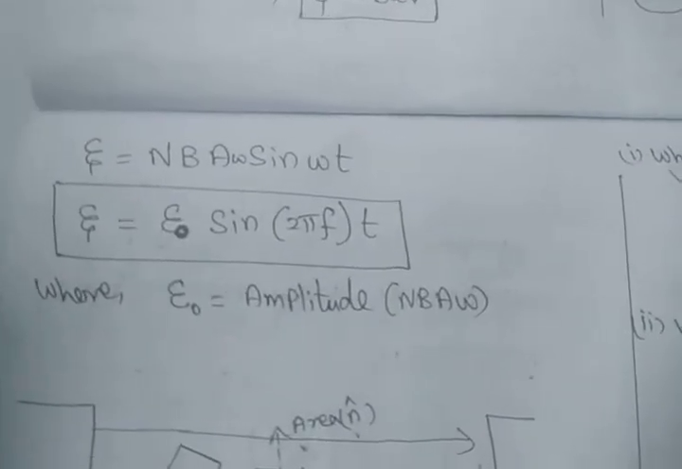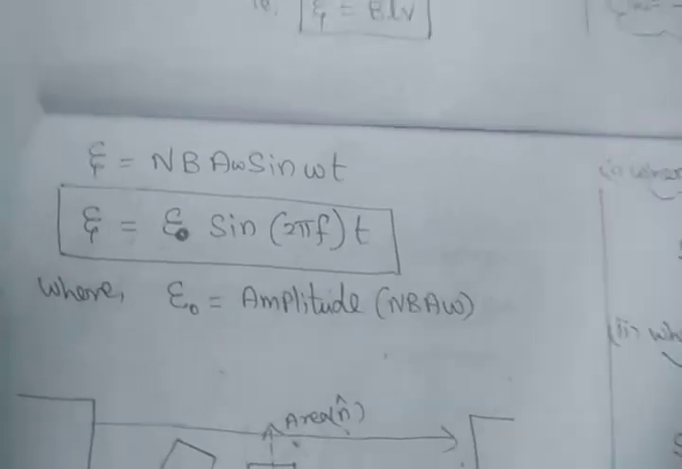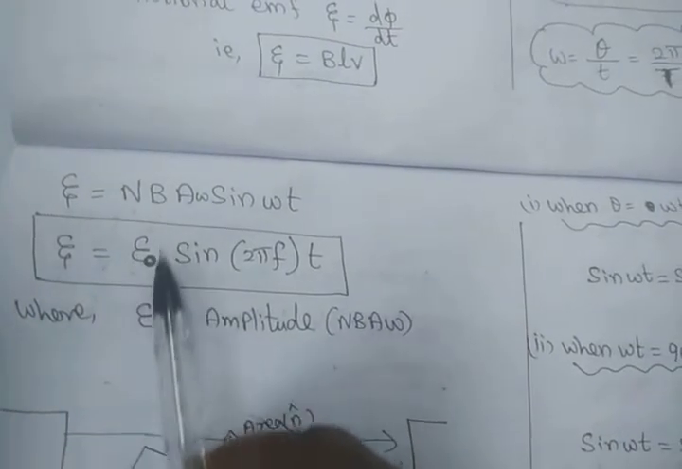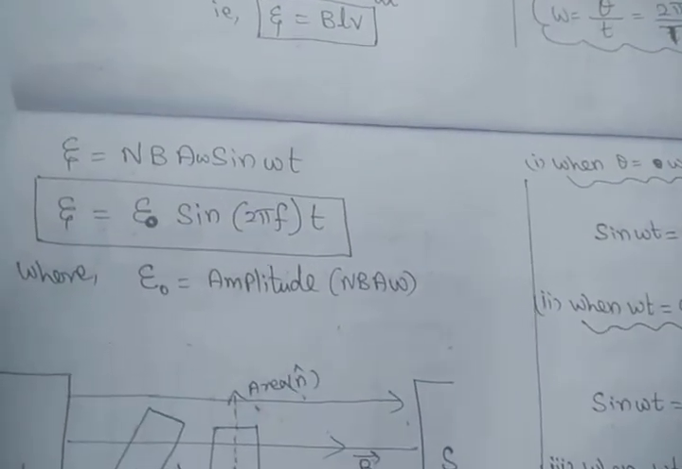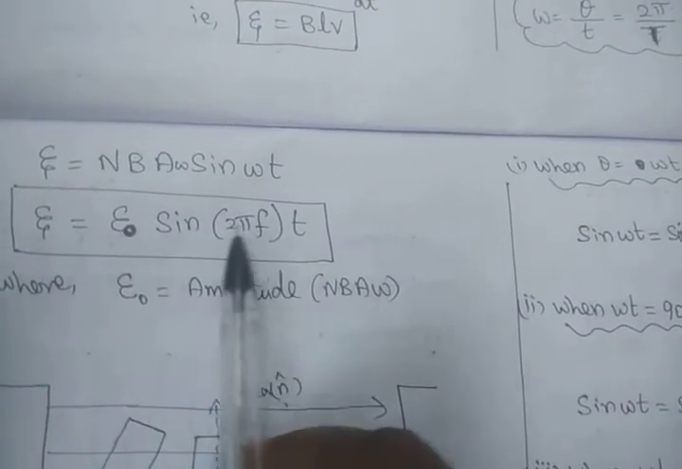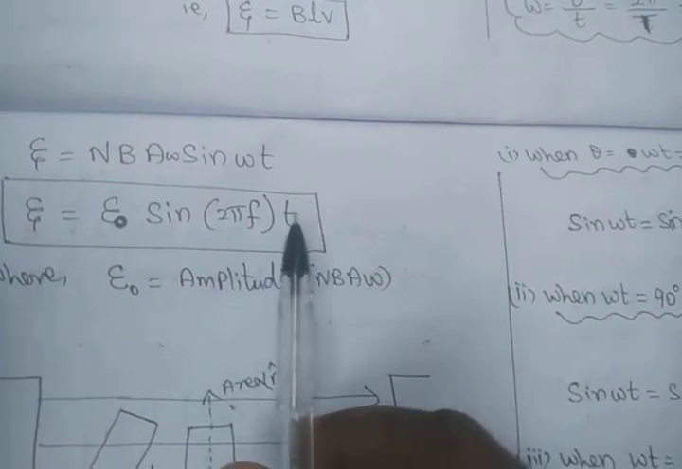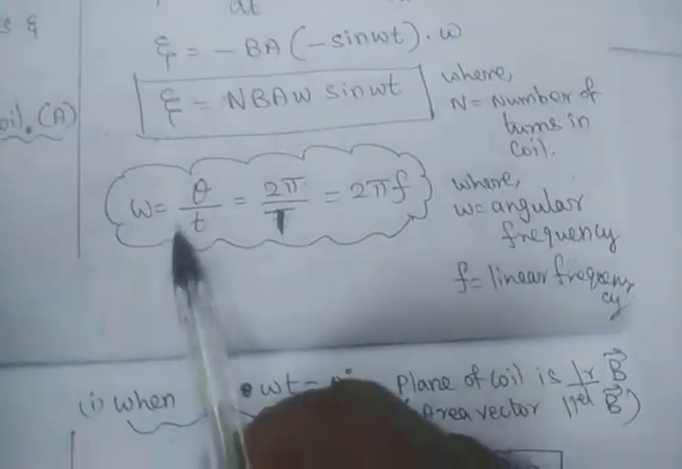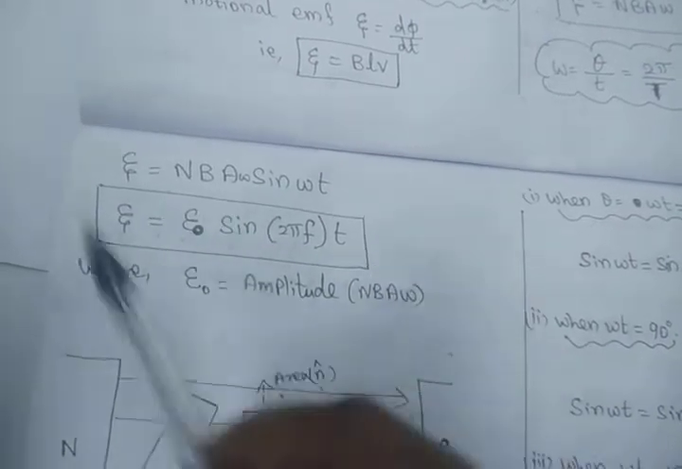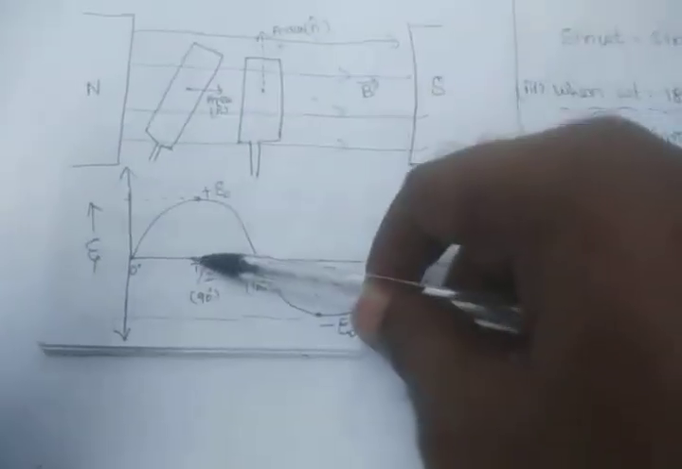Let us see that E is equal to NBA omega sin omega t. This NBA omega can be assumed as E naught. So the equation is E equals E naught sin omega t, which is sin 2 pi f t, since we already saw that omega is equal to 2 pi f. This equation represents the induced EMF due to the change in orientation. This E naught represents the amplitude.